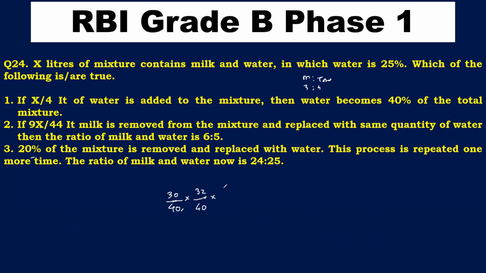The process is repeated once more. That means again you will multiply 32 by 40. This should give the final ratio of milk upon total as 24 upon 49. Milk is 24, total should be 49. So is it happening? No. This ratio, if you calculate, it is not 24 upon 49. So this is also a wrong statement. This will be 4/5, 4/5. But it can't be 49 anyways because there is no multiple of 7 here. So this is a wrong statement.